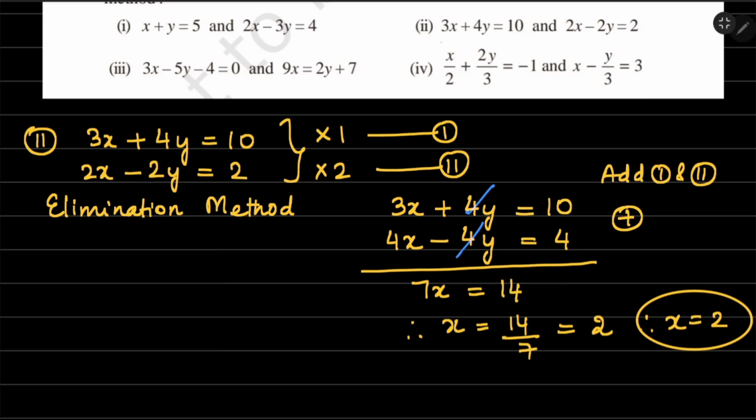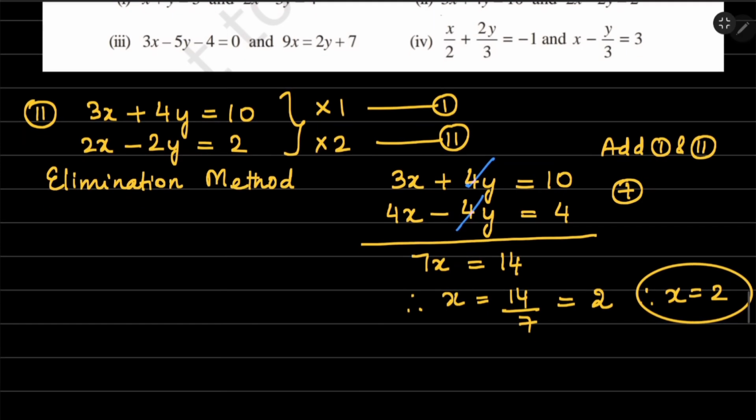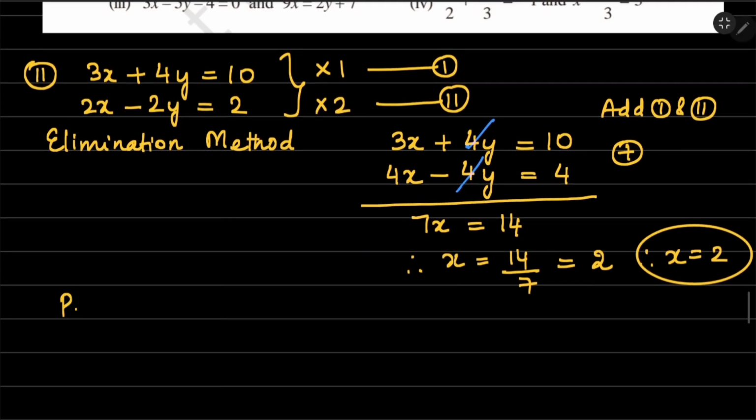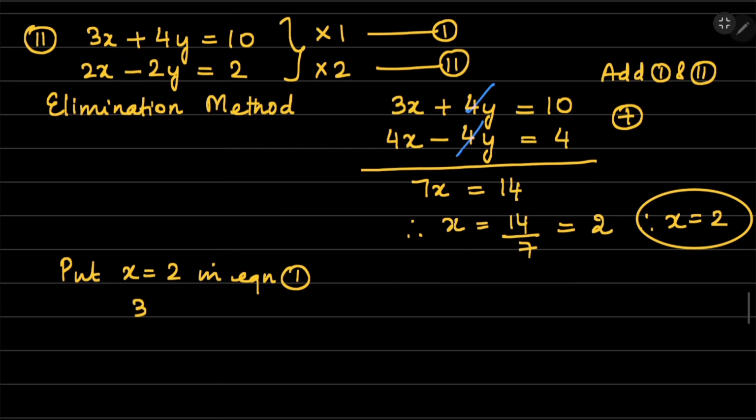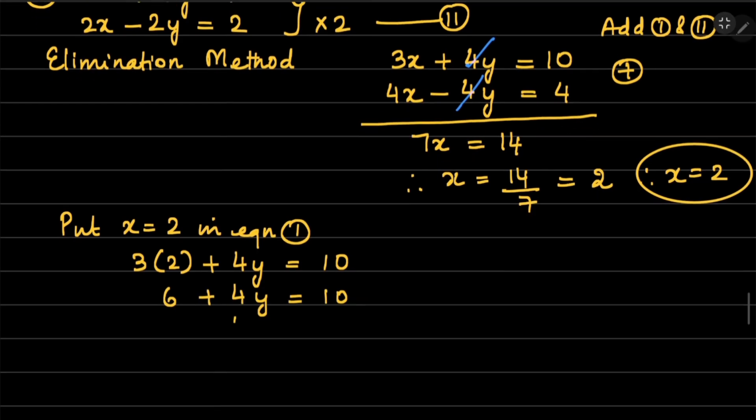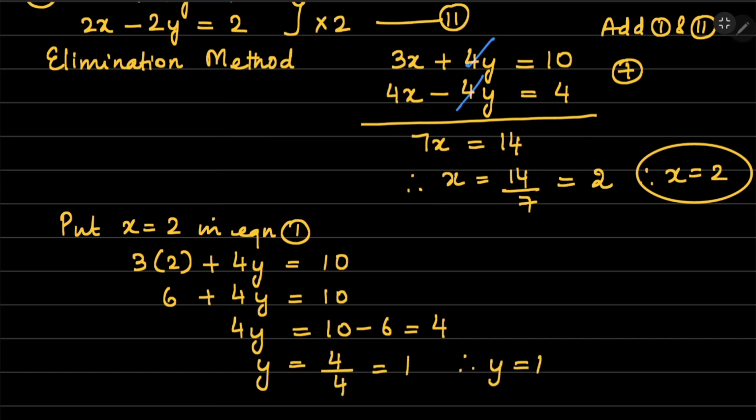Now, you can put x in any one of the equations. So let's put x equal to 2 in equation 1. So what do you get here? 3 into x, which is 2, plus 4y is equal to 10. So 6 plus 4y is equal to 10. 4y is equal to 10 minus 6, which is 4. So y is equal to 4 by 4, which is 1. Therefore, you are getting y is equal to 1.